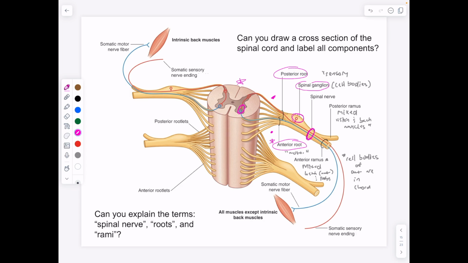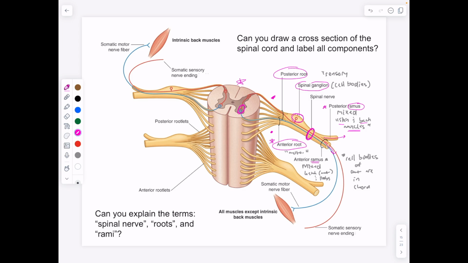And then you have branches of the spinal nerve. You have the posterior ramus, which is mixed, so it's going to have both sensory and motor nerves. The posterior ramus is for the skin of the back and the back muscles. And then the anterior ramus is also going to be mixed with sensory and motor neurons, and it's going to innervate the skin and the limbs, as well as muscles in the front of the body.